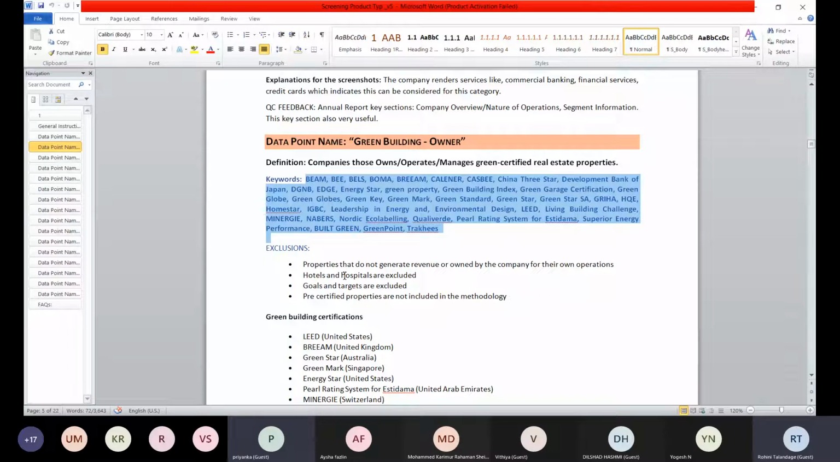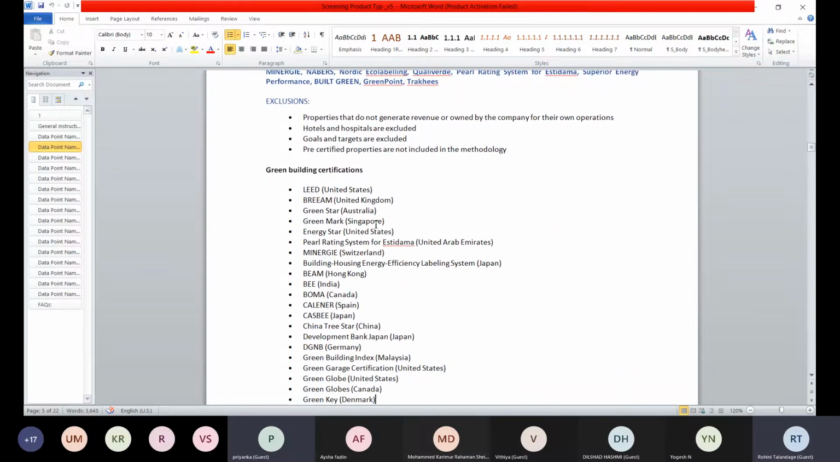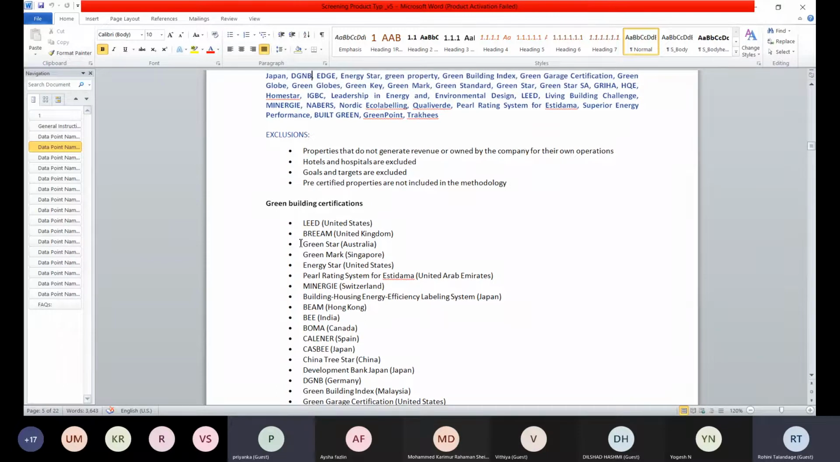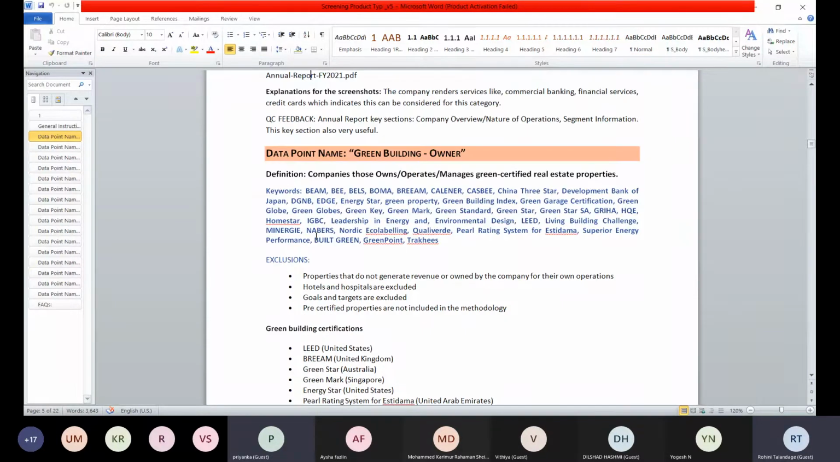These are the certifications. We have given here the list of green building certifications: LEED, BREEAM, Green Star, Green Mark, or Energy Star. So you have to go with all these keywords. If any company is certified with LEED or BREEAM, like this, we can mark it as yes.